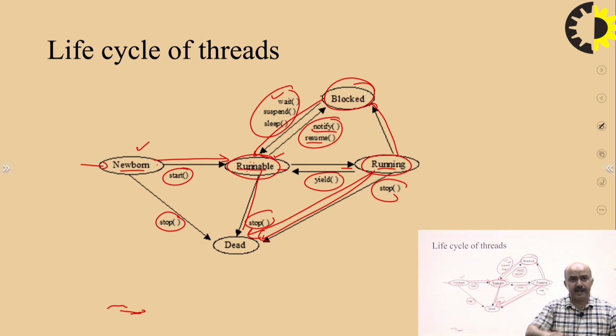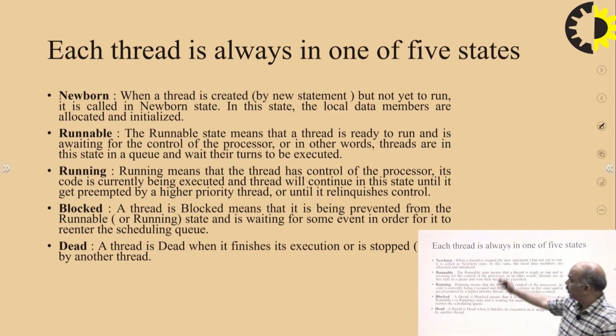So when a thread is created, it has to pass through various stages. Depending upon the resources and the priority, they are executed. They will either be in a runnable state, a running state, or a block state, or if they are successfully executed, they move to the dead state. So newborn: when a thread is created, a new state is created, so it moves to the newborn state.